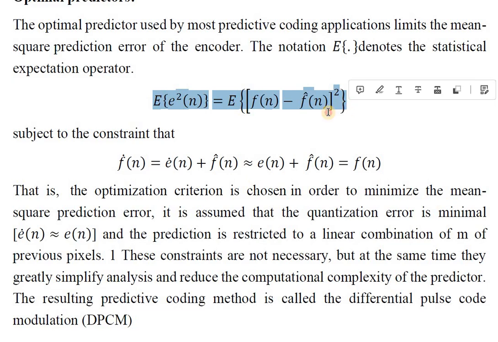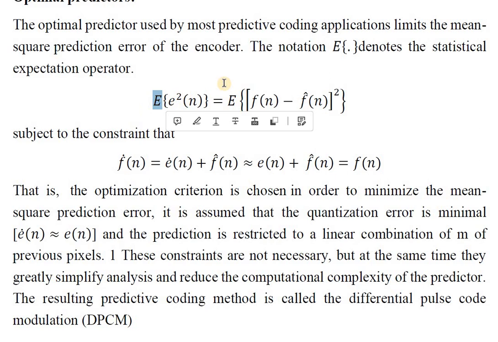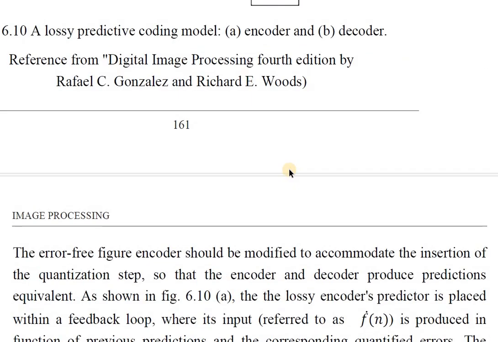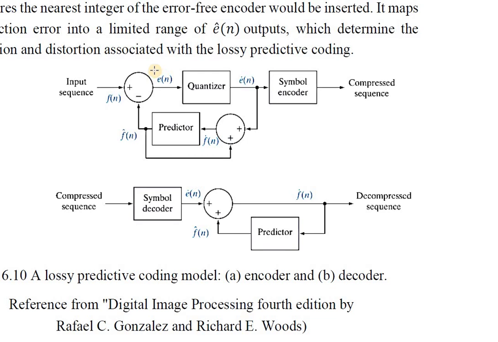The equation goes like this. E stands for your optimal predictor. Rest all symbols you already know. Correct? This is subject to the constraint that f dot n is equal to e dot n plus f cap n, which is similar to En plus f cap n. Why are we saying that e dot n is similar to En? I showed you in the diagram over here. E dot n is just the quantizer output.